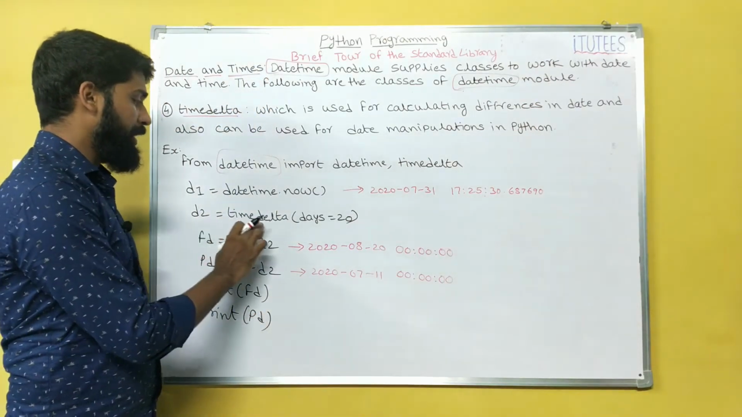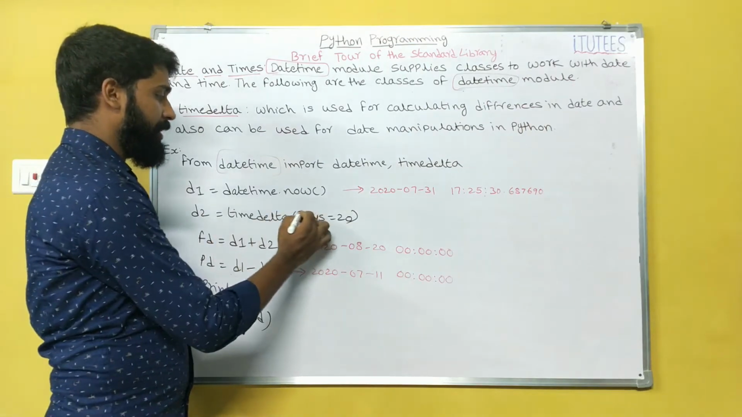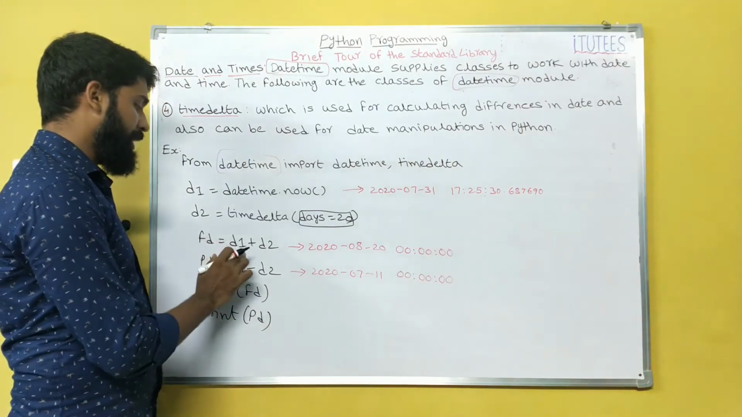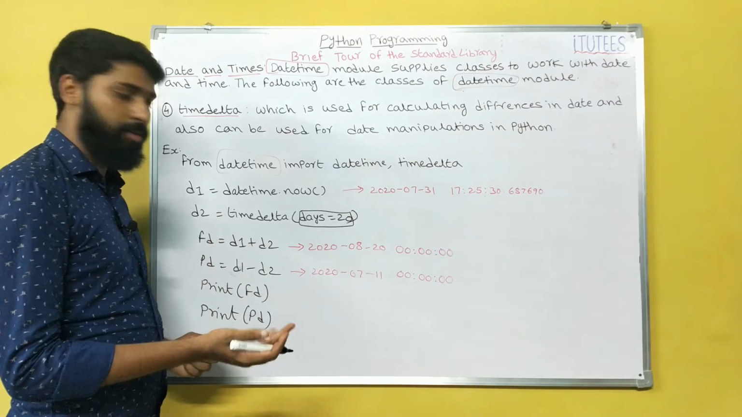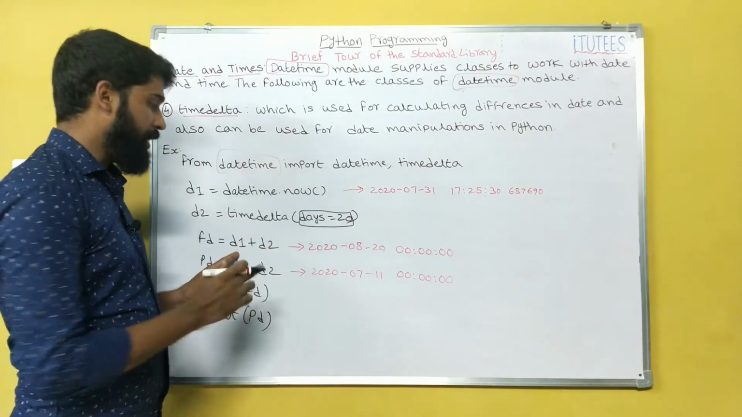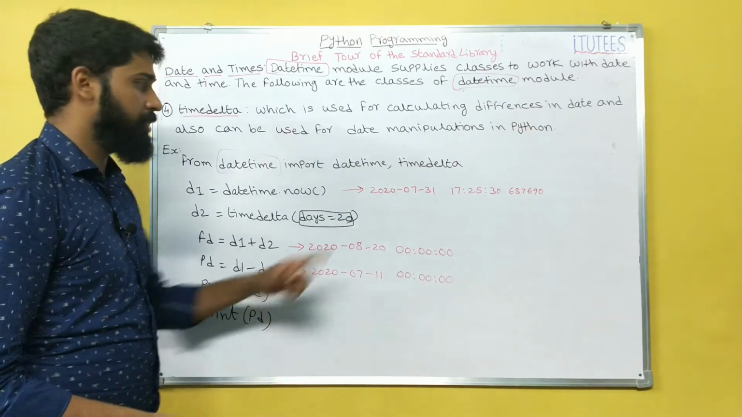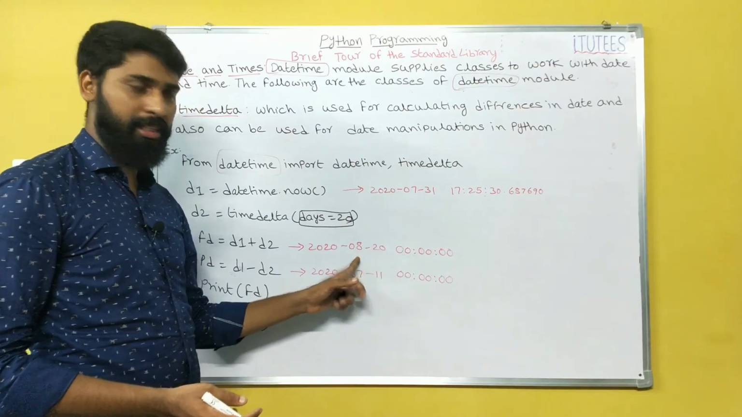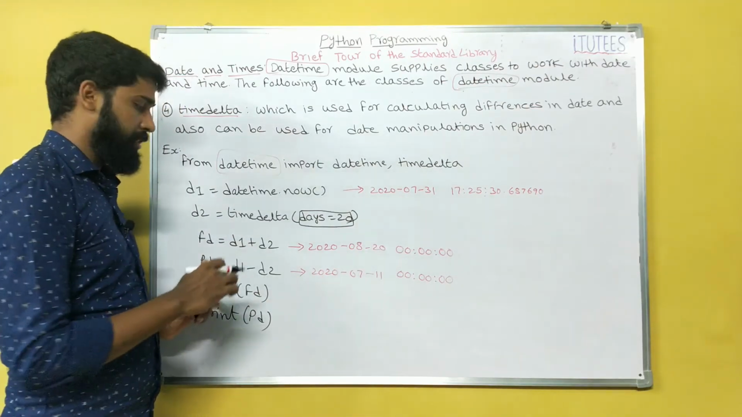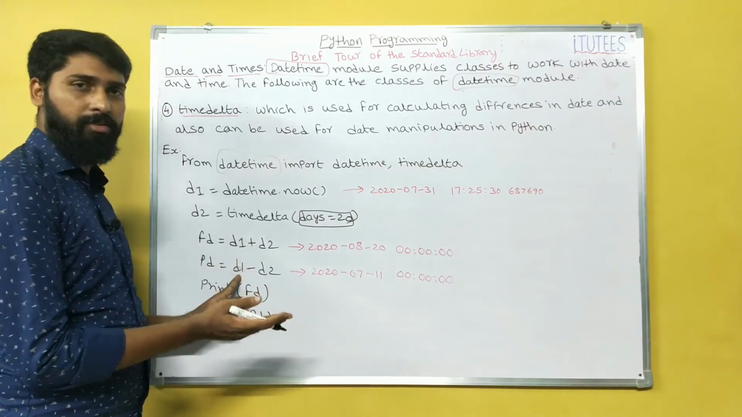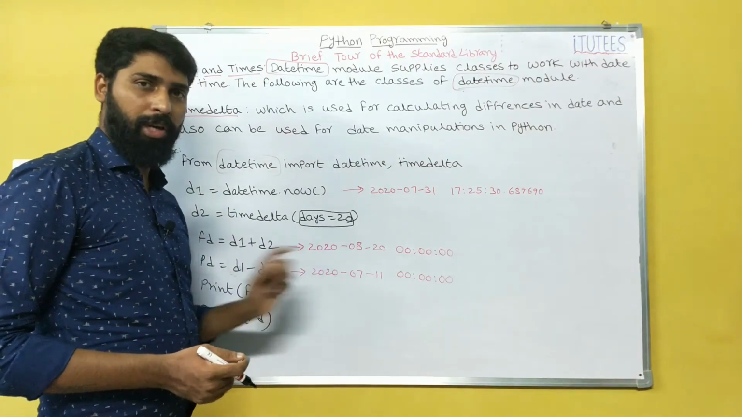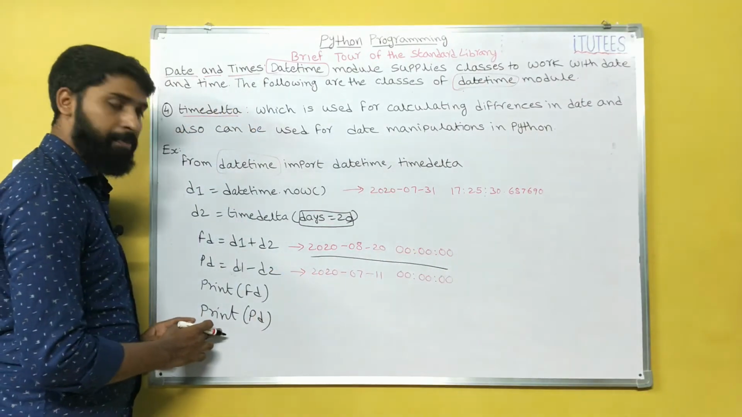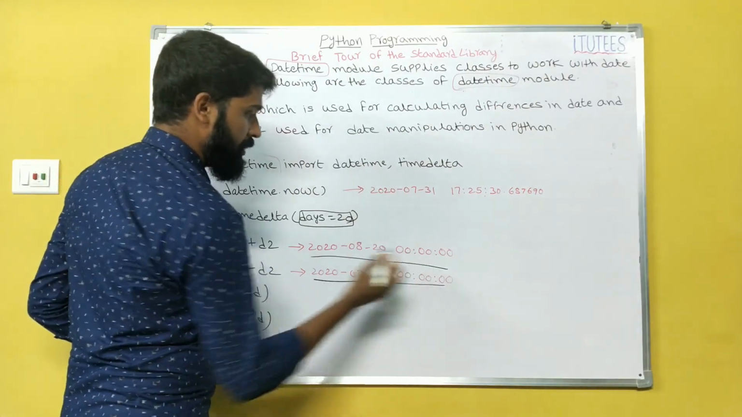D2 equals timedelta. Here we are giving days equals 20. Okay, so FD equals D1 plus D2. That means future date equals D1, to which we are going to add 20 days. This is July 31st, and 20 days added becomes August 20. Similarly, the past date means D1 minus D2, so that is July 11th. If you print FD, it prints this as output. If you print PD, the past date, then it prints this as output.